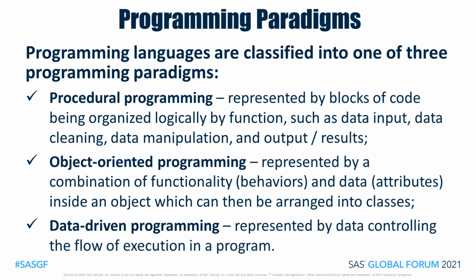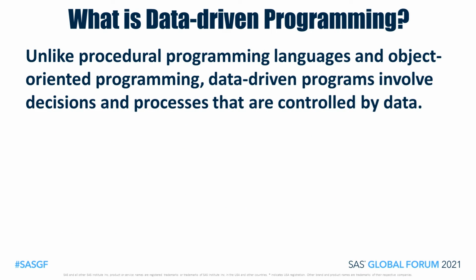The second paradigm, object-oriented programming, is represented by a combination of functionality or behaviors and data and attributes inside an object, which can then be arranged into classes. Finally, the third paradigm, data-driven programming, is represented by data controlling the flow of execution in a program. So what is data-driven programming? Unlike procedural programming languages and object-oriented programming, data-driven programs involve decisions and processes that are controlled by data.